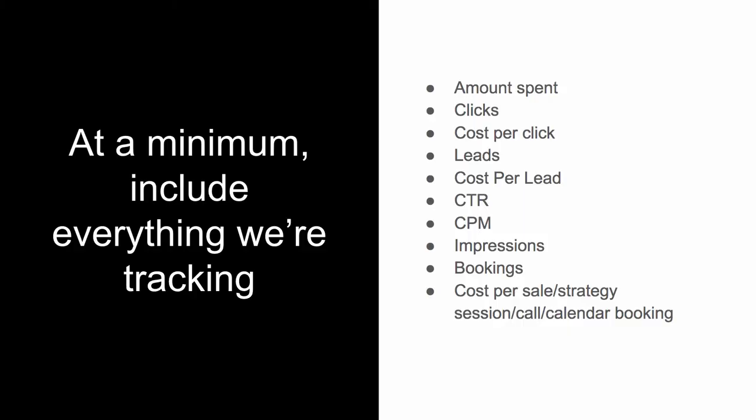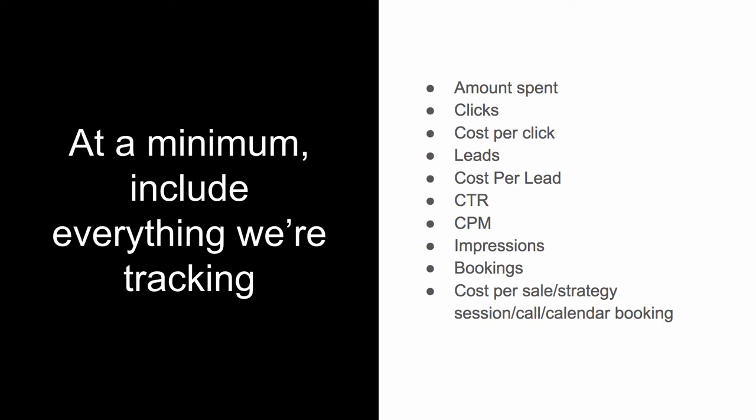So at minimum, we want to include everything we're tracking in our actual spreadsheet. The amount spent, clicks, cost per click, leads, cost per lead, click-through rate, cost per 1,000 impressions, number of impressions, bookings. If we have bookings being tracked, for example, if somebody signs up on a calendar for an intro session, and then if possible, cost per sale or cost per strategy session or call or calendar booking. But for a lot of you, you're just going to track cost per lead. It's going to stop there. And then ultimately your client is going to be responsible for tracking the cost per sale and how many sales are made.